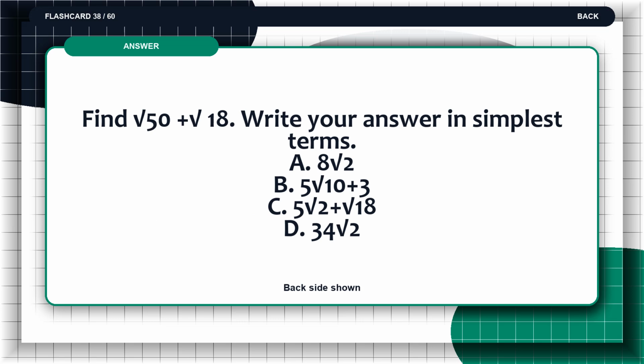The answer is, find A circumflex letter 2 C6 S hatch FIFTY plus A circumflex letter 2 C6 S hatch 18. Write your answer in simplest terms. A, eight A circumflex letter 2 C6 S hatch; B, twenty-five A circumflex letter 2 C6 S hatch; C, ten plus 3; D, thirty-four A circumflex letter 2 C6 S hatch.